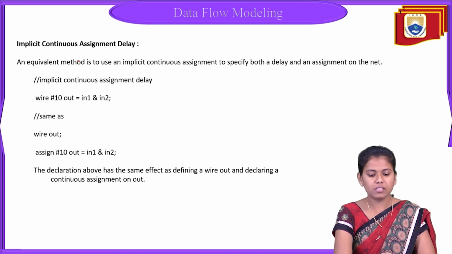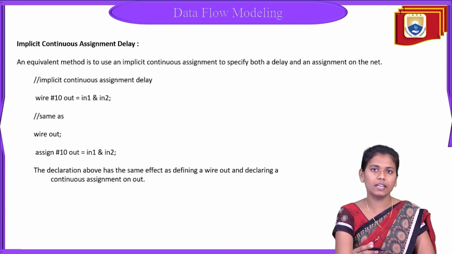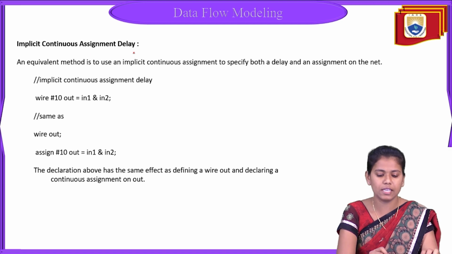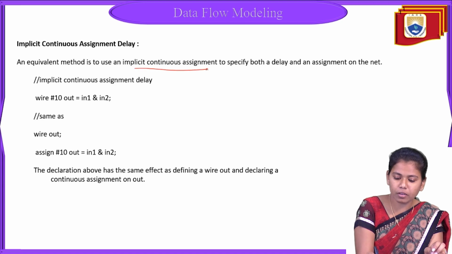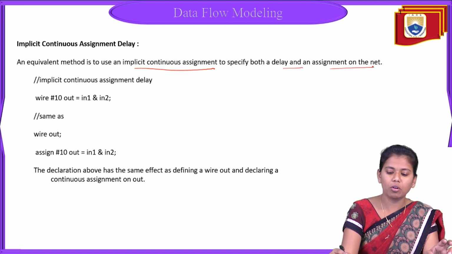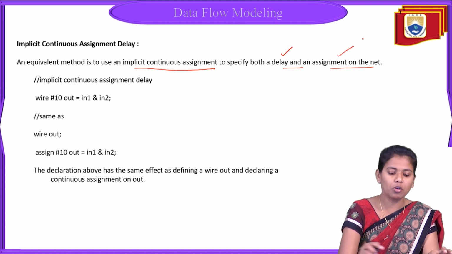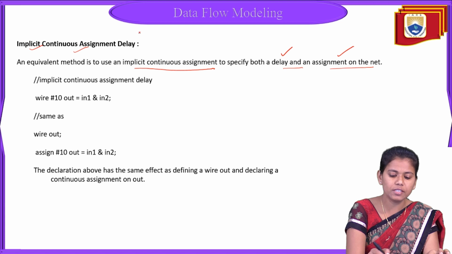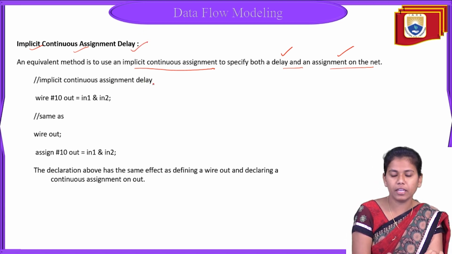Coming to the implicit continuous assignment delay. What does this implicit continuous assignment mean? In the previous slide, we discussed implicit net declaration, whereas here it is implicit continuous assignment delay. It is an equivalent method to use implicit continuous assignment to specify both a delay and an assignment on the net. So in order to specify both delay and assignment on the net, we go for this implicit continuous assignment delay.